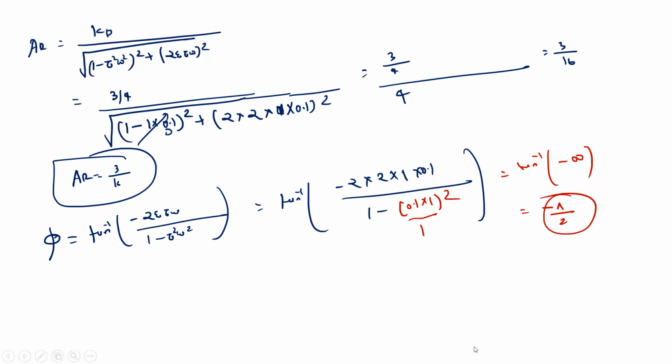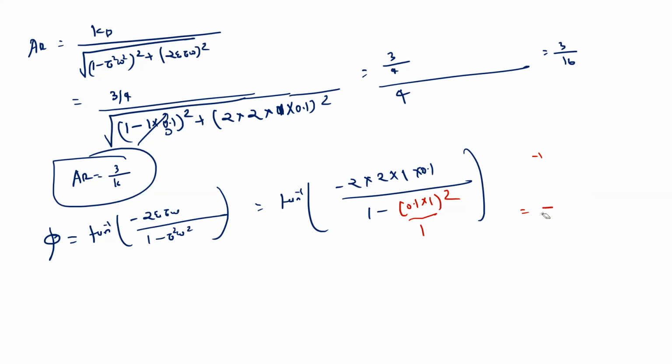Is there any doubt in this particular problem? Tell me. Alina, is there any doubt? Are you here? Sir, how do we get minus pi by 2 for it? Tan inverse minus infinity. What is the value of tan inverse minus infinity? See, when we do 1 minus 0.1 into 1 whole square, 1 minus 0.1 square, that's what we get, right? Okay, sorry. This one is 1. So sorry, 0.1, right?